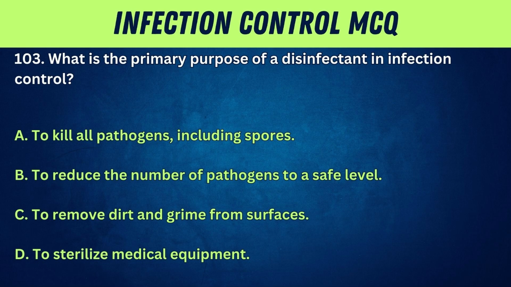103. What is the primary purpose of a disinfectant in infection control? A. To kill all pathogens, including spores. B. To reduce the number of pathogens to a safe level. C. To remove dirt and grime from surfaces. D. To sterilize medical equipment.